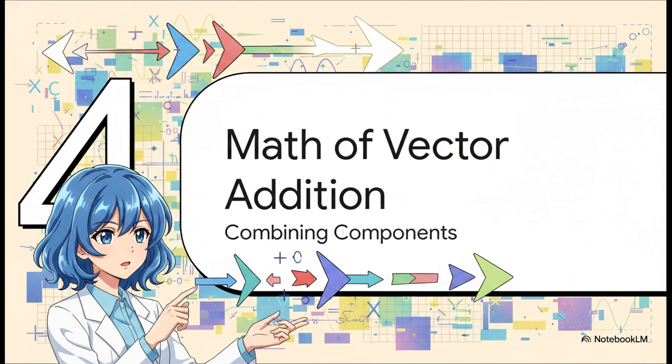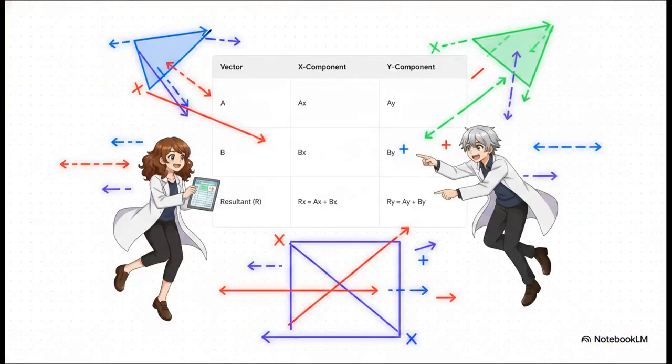Which brings us to section 4, the math of vector addition. Let's see how breaking these vectors down makes combining them incredibly easy. We're leaving the drawings behind and diving into pure analytical math. Remember those triangle and parallelogram drawings we did a few minutes ago? Great for visualizing, sure, but honestly, they get super tedious and frankly a bit inaccurate if you're trying to add 3, 4, or 5 vectors together. By resolving vectors into components first, addition becomes an absolute breeze. You don't need a protractor anymore.